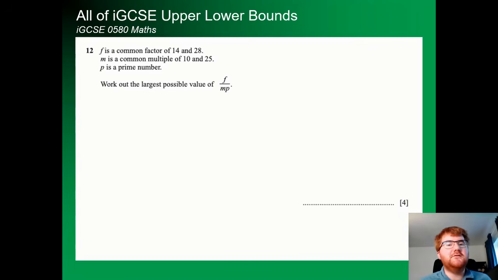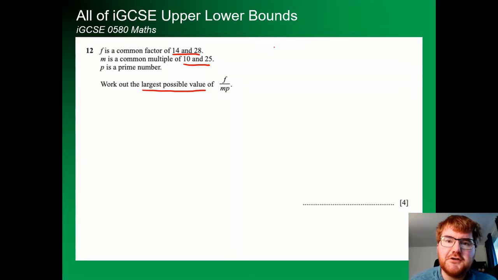Okay, on we go to a nice little twist on upper and lower bounds here. So this is question 12. So f is a common factor of 14 and 28, m is a common multiple of 10 and 25, and p is a prime. And we want to work out the largest possible value of this fraction here, f divided by mp. Now this is something we're going to see a lot in other contexts of questions.